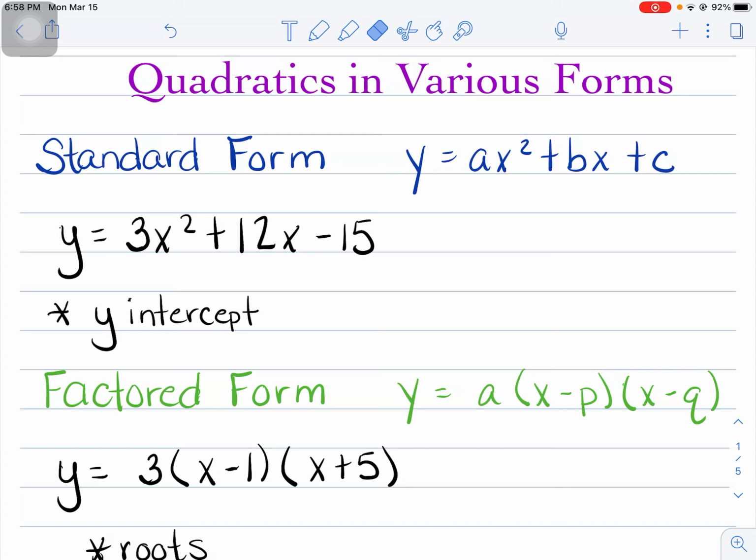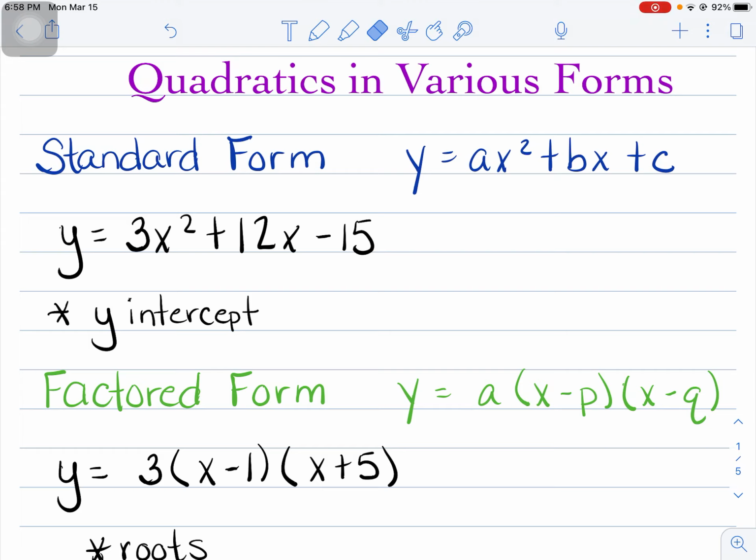Just like linear equations, quadratics can be in different forms. So we've already talked about standard form of a quadratic function, and we know that is y equals ax squared plus bx plus c, where a is never 0, because obviously if it was 0, then we would have no quadratic. So this is our standard form.